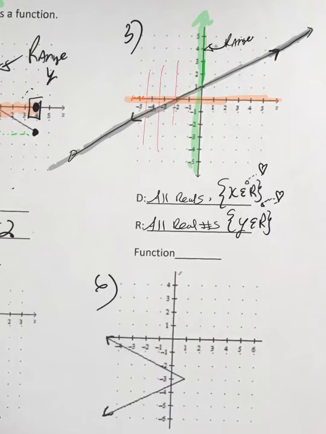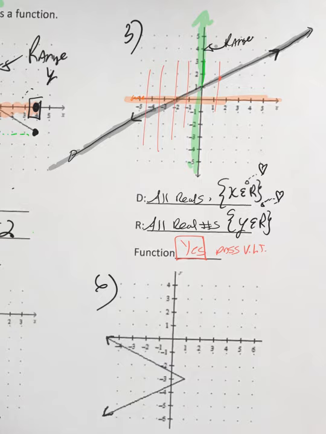And I forgot to do the function. If you drop a vertical line, it hits only once. So therefore, yes, it passes the vertical line test. So yes, it is a function because it passes the vertical line test. It only hit once.